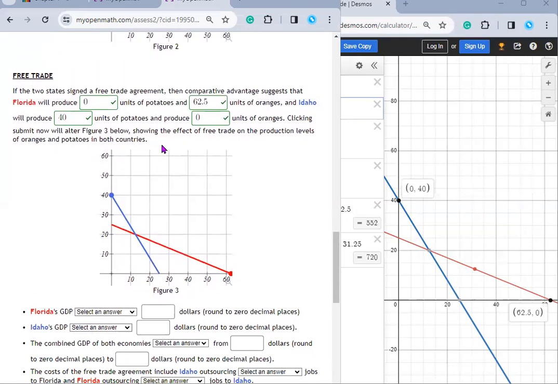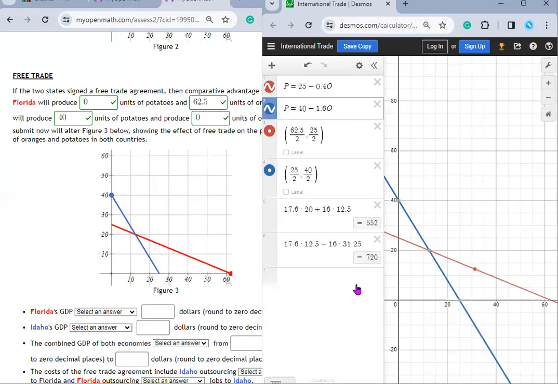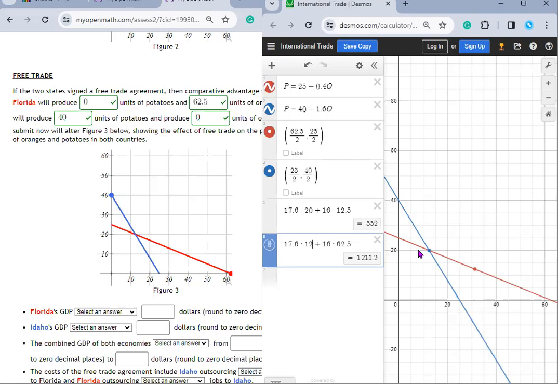Okay, now we want to value Florida's GDP at this new outcome, right? So we're going to come back to here, and this was Florida, right? Florida is producing 62.5 oranges and 0 potatoes. Idaho's producing 40 potatoes and 0 oranges in this free trade, right?